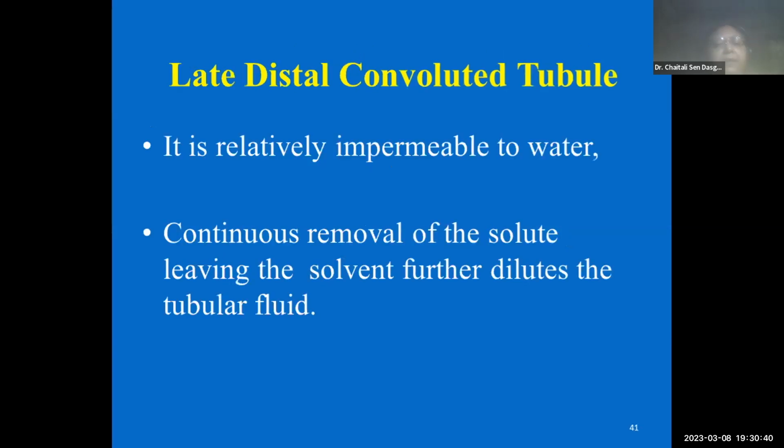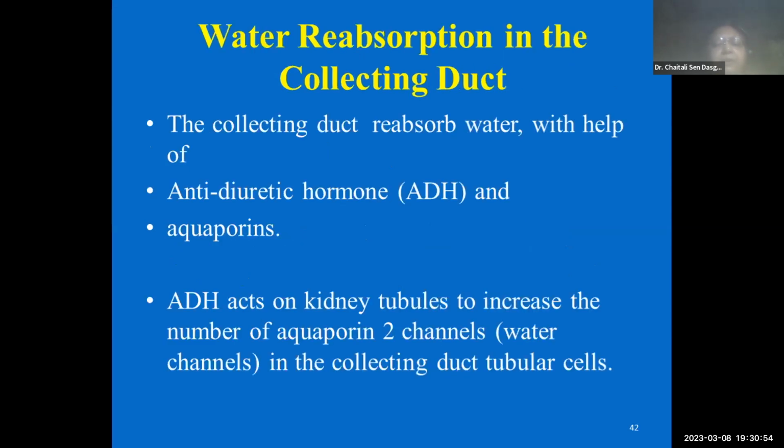The late distal convoluted tubule is relatively impermeable to water. It causes continuous removal of solute, leaving the solvent, and so it further dilutes the tubular fluid. So the collecting duct receives the diluted filtrate, and the collecting duct now reabsorbs water with the help of antidiuretic hormone and aquaporins. ADH acts on kidney tubules to increase the number of aquaporin 2 channels in the collecting duct tubular cells.